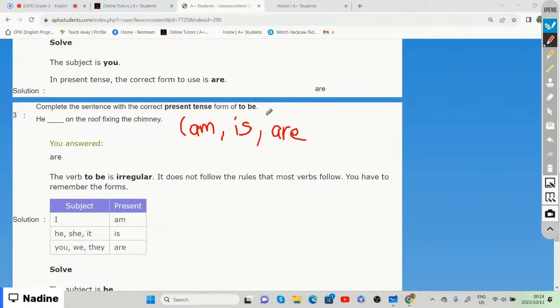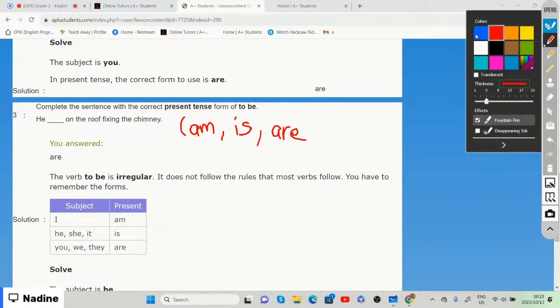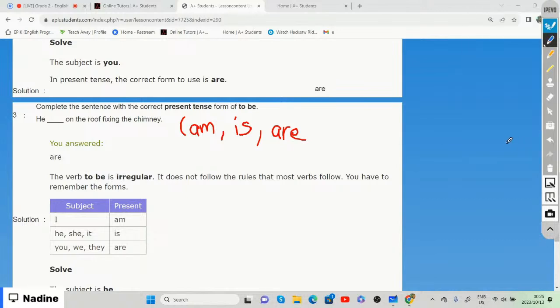So he, do we say he am on the roof fixing the chimney? He is on the roof fixing the chimney, or he are on the roof fixing the chimney. We need to choose the correct present tense form of to be, either am, is, or are. And our subject is he.